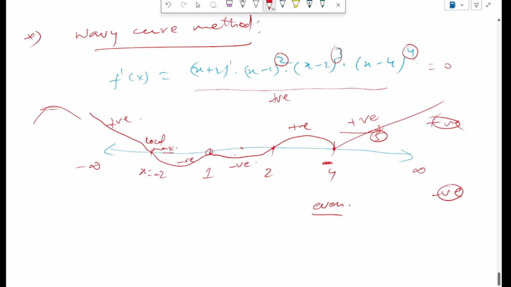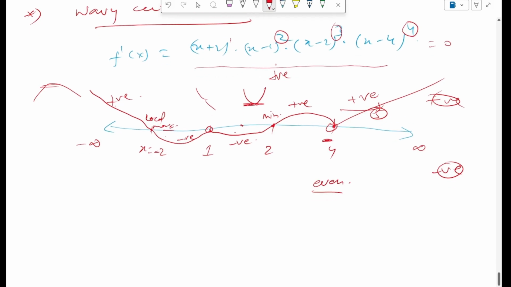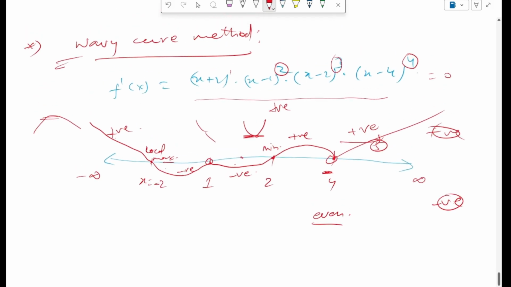Negative to negative, we don't know what it will become. From negative to positive, it was dropping, then increasing, so it's likely to be a local minima. And positive to positive, we don't know how it will behave. Okay, so this was the wavy curve method.